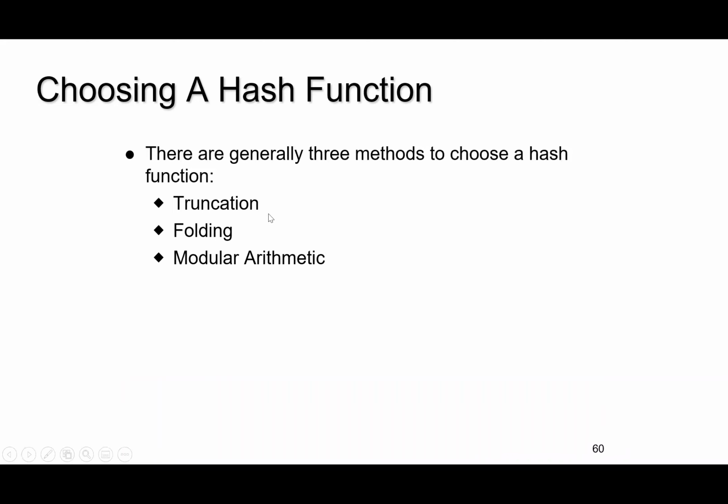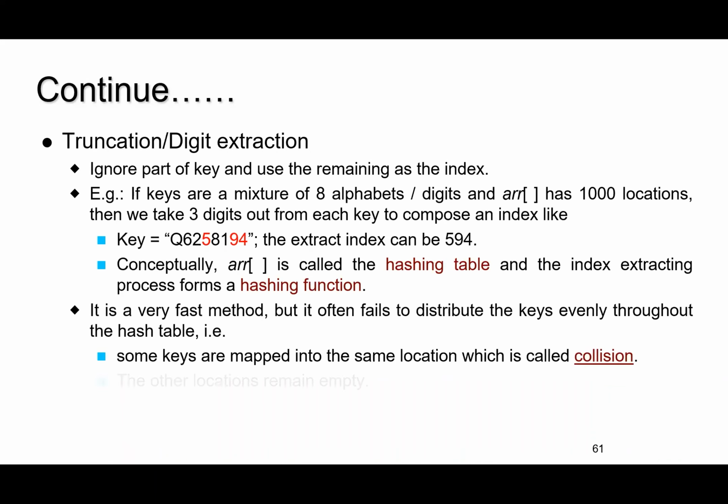There are 3 types. You can use truncation, folding, or modular arithmetic. Let's look at each one. Truncation is very simple. You just ignore part of the key and use some of it as the index. For example, if your key is a mixture of 8 alphabets and digits, and let's say your hash table has 1000 locations, you can just take 3 digits from a certain position in your key as the index in your hash table.